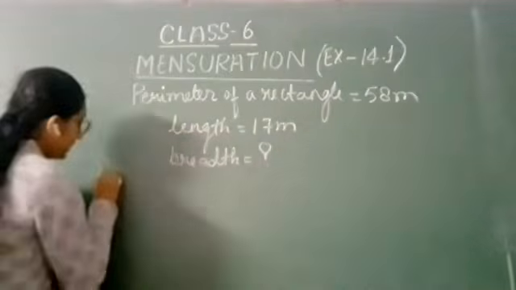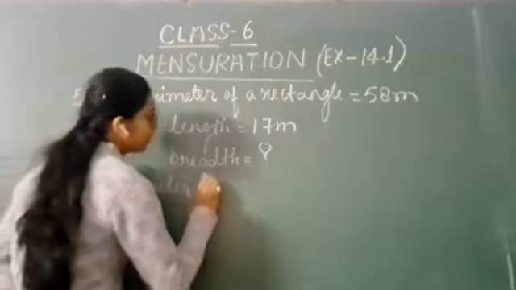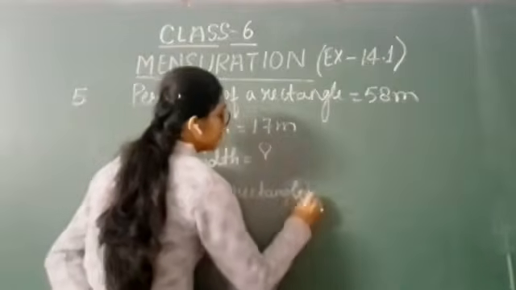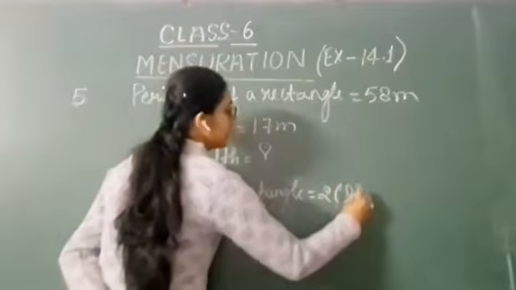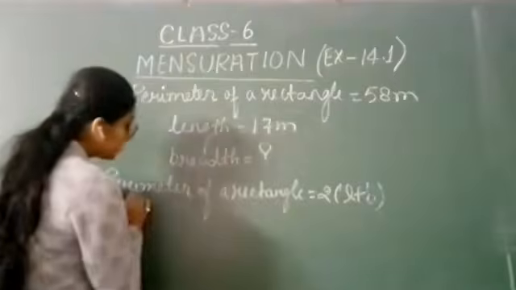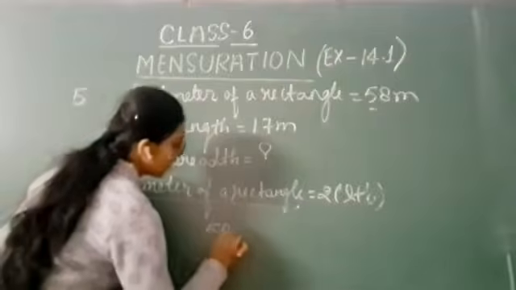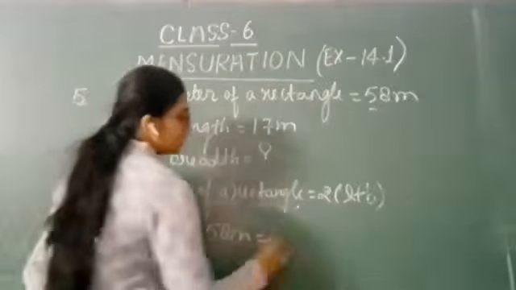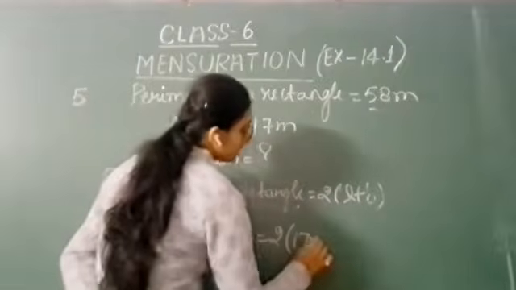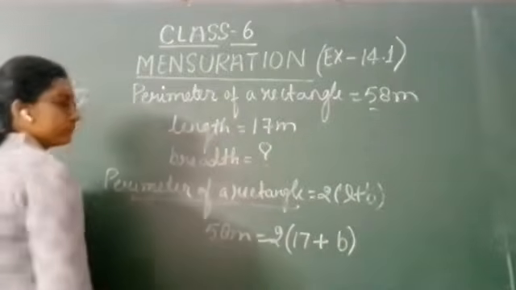We know perimeter of a rectangle is equal to 2 into length plus breadth. So, in place of perimeter of a rectangle, we are having a value that is 58 meter. So, we can write it here 58 meter. Then 2. The value of length is also given, that is 17 meter plus breadth is not given because we have to find the value of breadth.